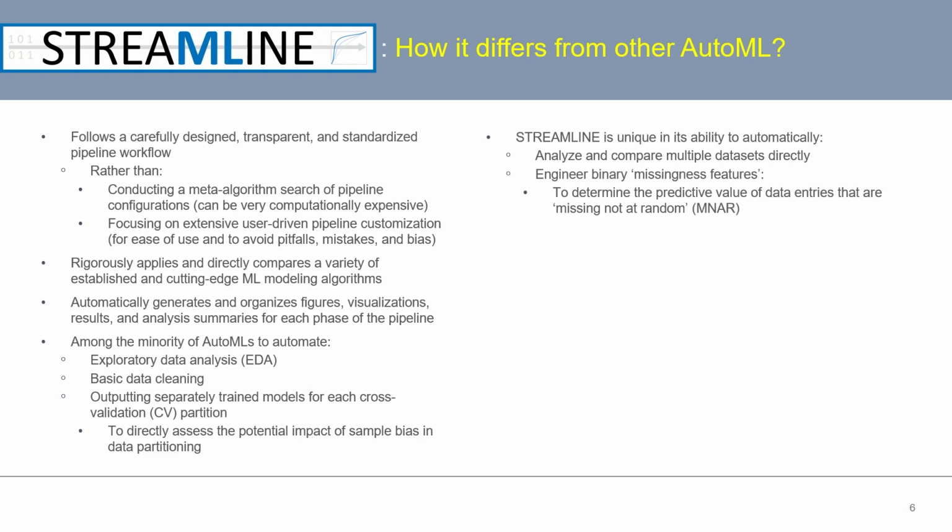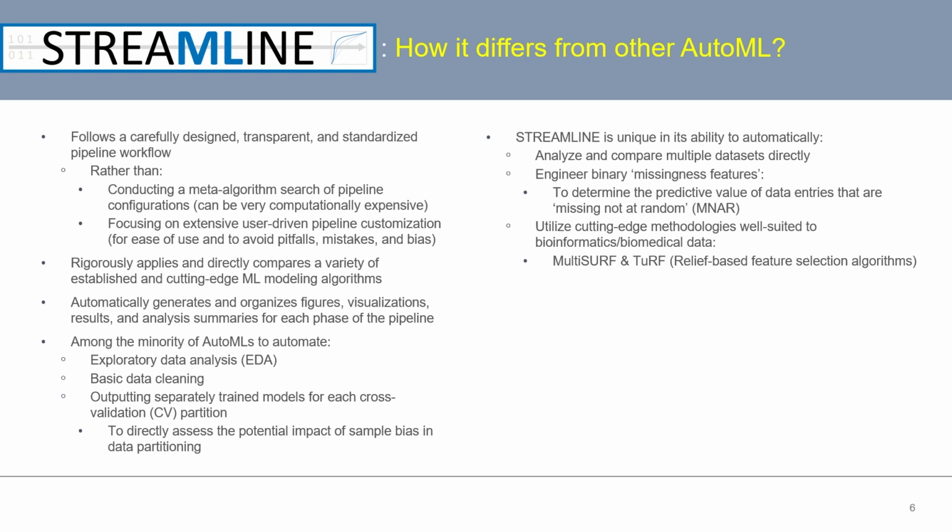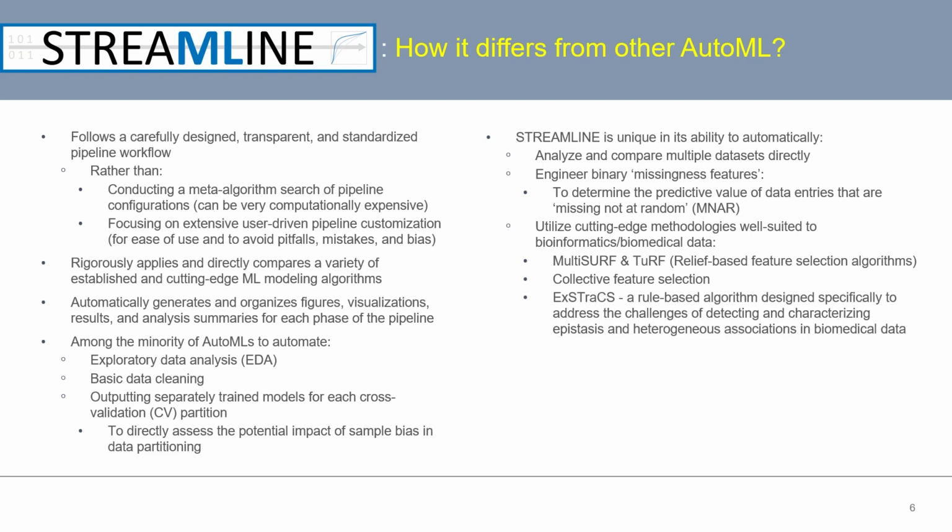or to engineer binary missingness features in order to determine the predictive value of data entries that are missing not at random. It also utilizes cutting-edge methodologies that are particularly well suited to bioinformatics or biomedical data, such as MultiSURF and TuRF, both relief-based feature selection algorithms, the collective feature selection strategy, and ExSTraCS, a rule-based algorithm designed specifically to address the challenges of detecting and characterizing epistasis and heterogeneous associations in biomedical data.